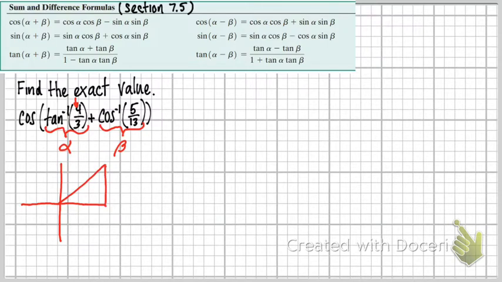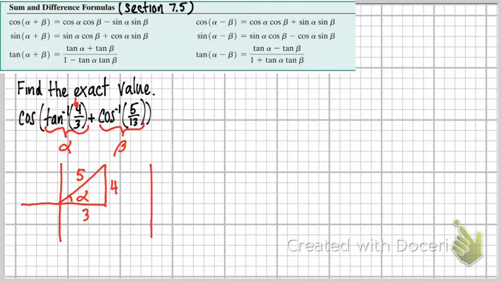And I know tangent of theta equals opposite over adjacent. So that means that 4 is going to go here on the opposite side, and then the 3 is going to go on the bottom because that's the adjacent side. And then this here, using the Pythagorean theorem, is going to get me 5. Okay, and I'm just going to call that alpha.